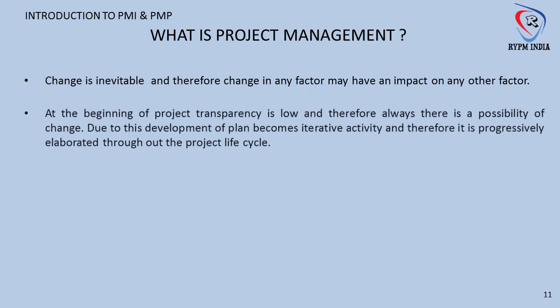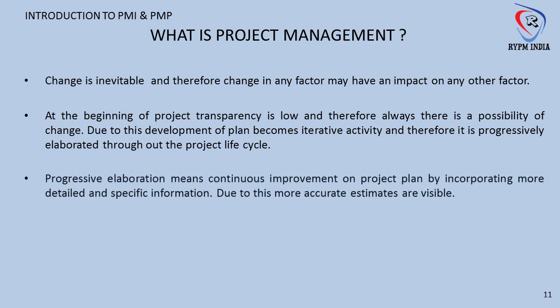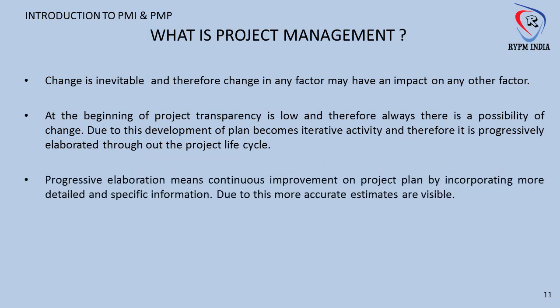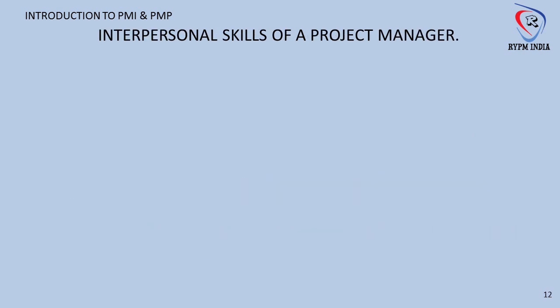At the beginning of a project, transparency is low and therefore there is always a possibility of change. Due to this, development of the plan becomes an iterative activity and is progressively elaborated throughout the project life cycle. Progressive elaboration means continuous improvement of the project plan by incorporating more detailed and specific information. Due to this, more accurate estimates become visible. Progressive elaboration facilitates a project manager to define work and manage it to a greater level of detail as the project commences.